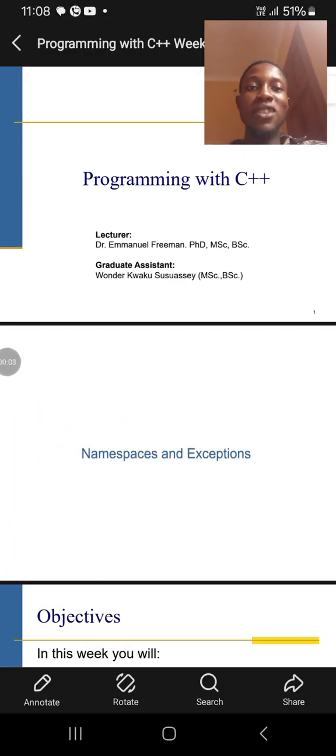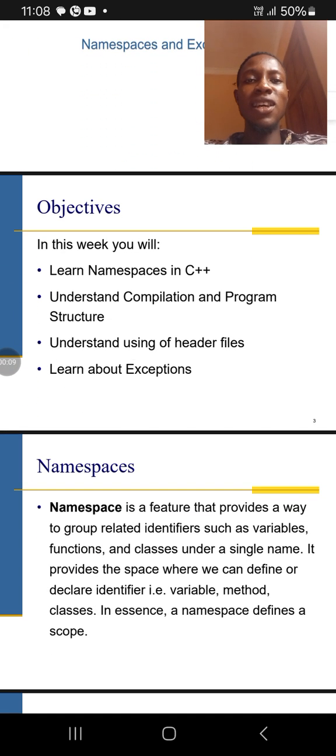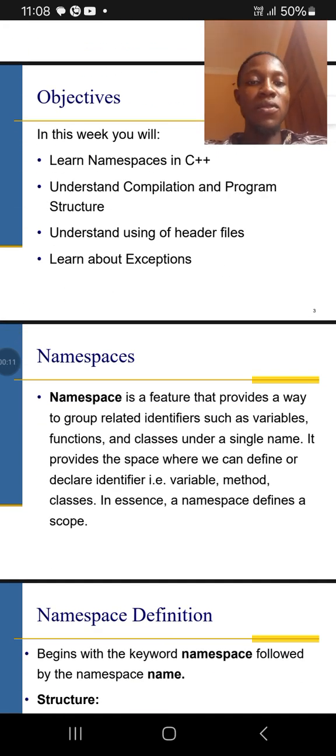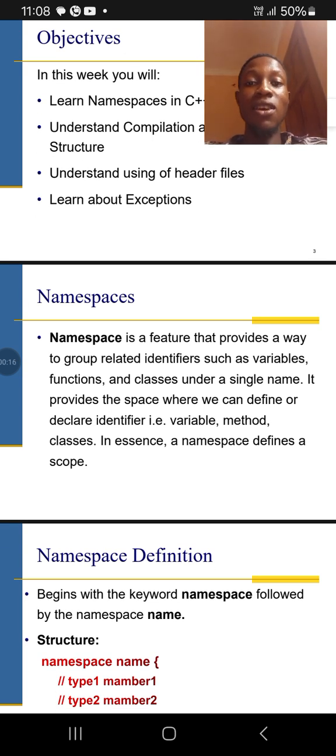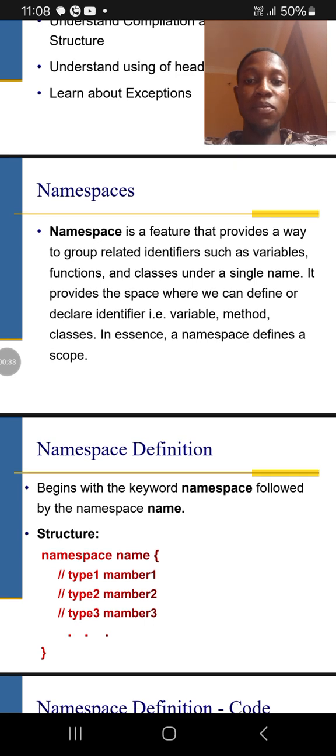Hi. So in this video, we'll be talking about namespace and exceptions. So what is a namespace? Namespace is a feature that provides a way to group related identifiers such as variables, functions, and classes under a single name. It provides a space where we can find or declare identifiers. So we can say namespace is used to group named entities, that's the functions, classes, variables, under a unique identifier.